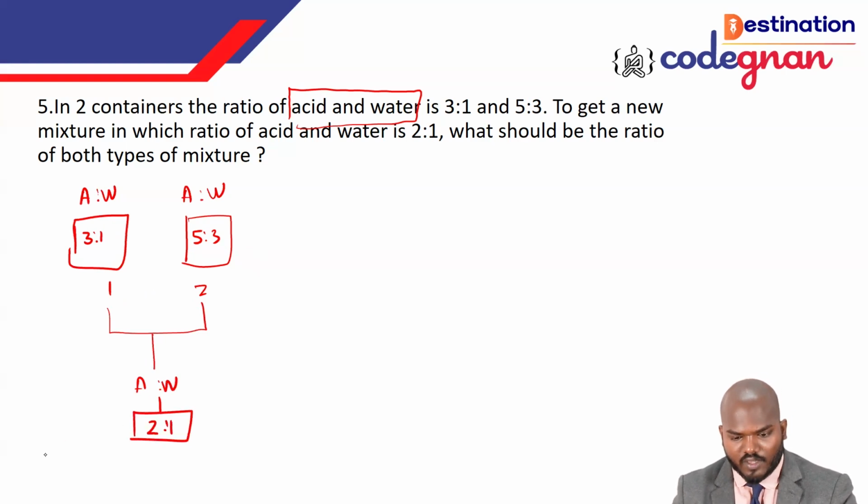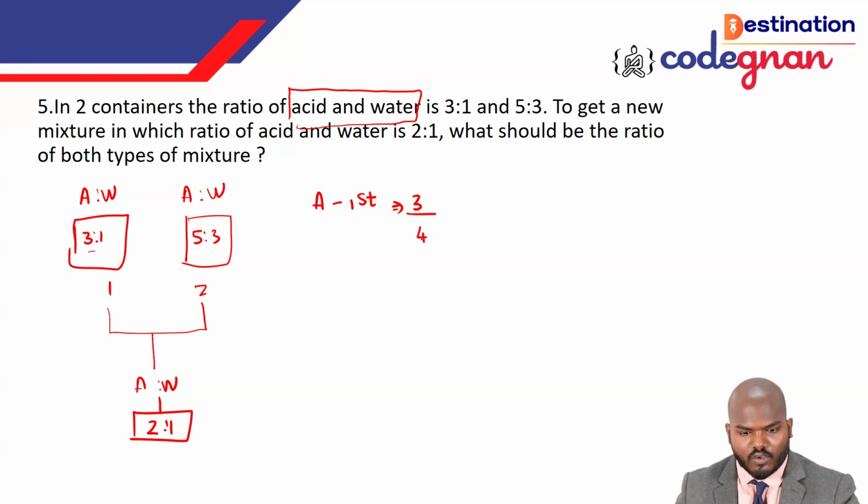So what is the logic we can apply here? Okay. So now I'm just using some common sense, like you're going to apply the alligation rule here. But the point is that you just want to check the acid in the first container. Acid in the first container is in the ratio 3:1, so I can call it 3/4. Okay. 1 plus 3, we can call it 3/4.